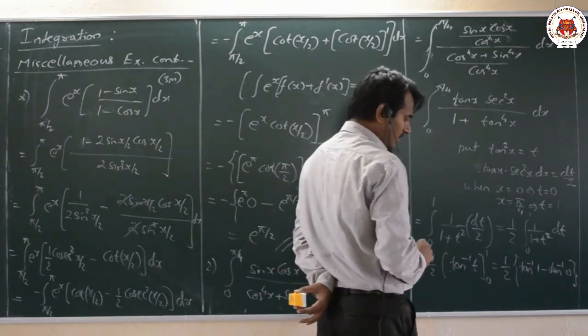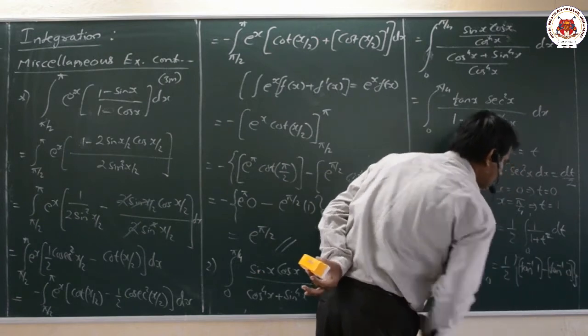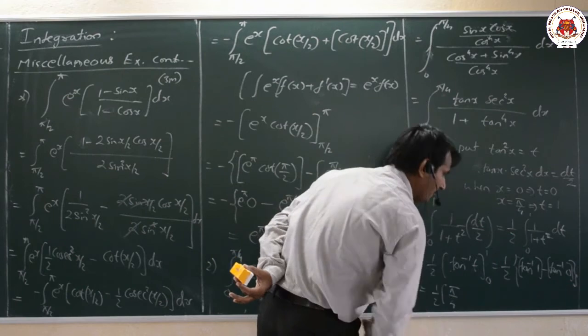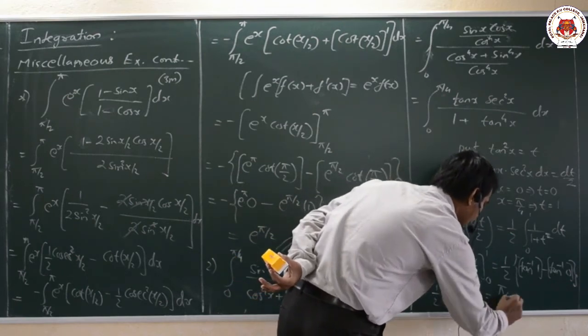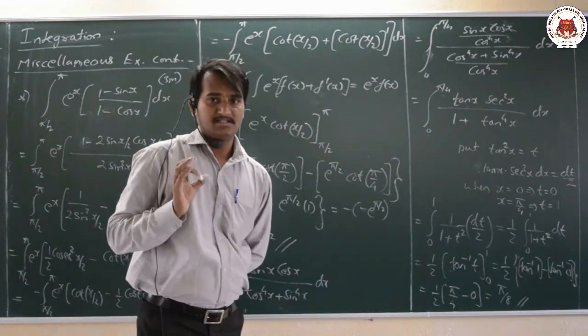Now what we get here is nothing but tan inverse of 1, that is 1 by 2 into pi by 4, minus tan inverse of 0, which is 0. So what we get at last is pi by 8. That is your required answer, a very simple and easy example.